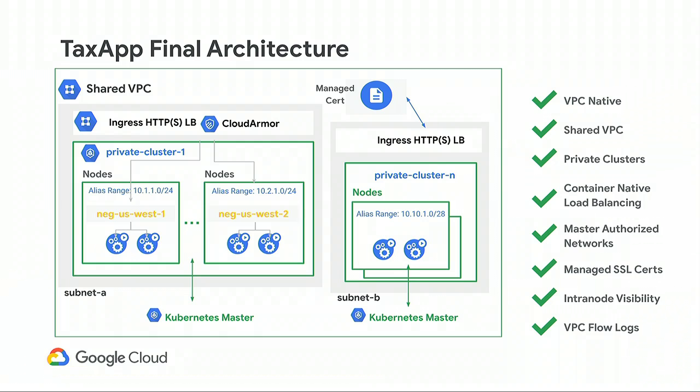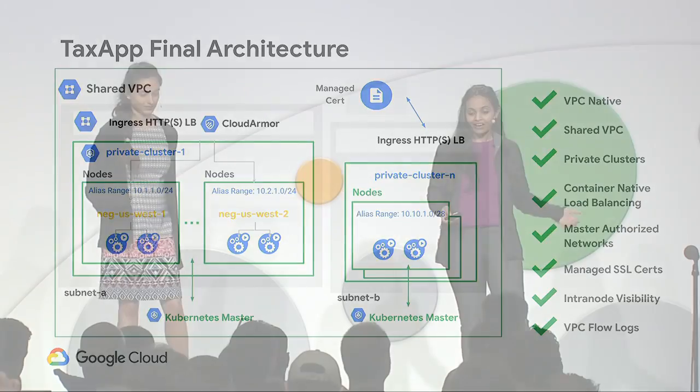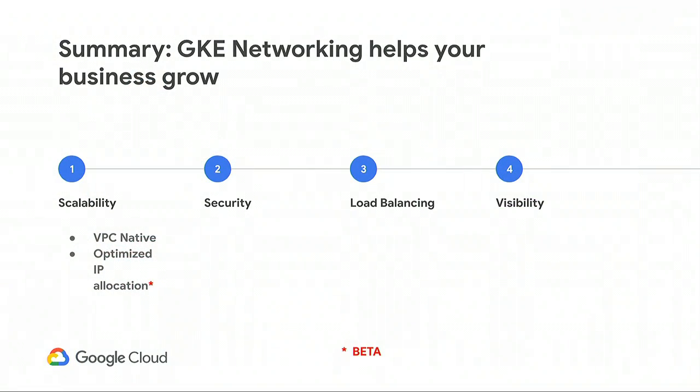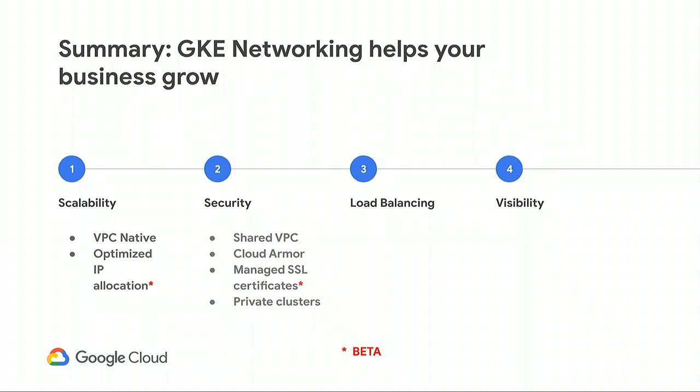Okay, well, that ends our story here, and I hope you all got a good overview of the various networking features on GKE. Let's summarize what we talked about. Once again, with GKE, you can manage and scale your clusters with VPC native and optimized IP allocation. GKE offers several network security features, such as config time shared VPC for secure delegation of network resources, application layer security features such as DDoS protection through Cloud Armor and managed SSL certificates, and network layer security features such as private clusters and master authorized networks.